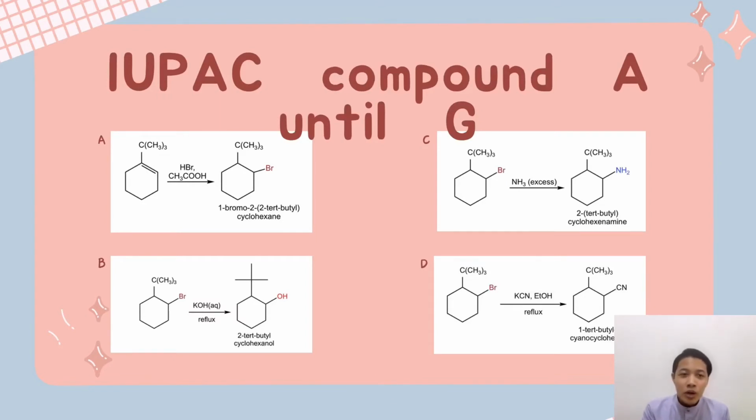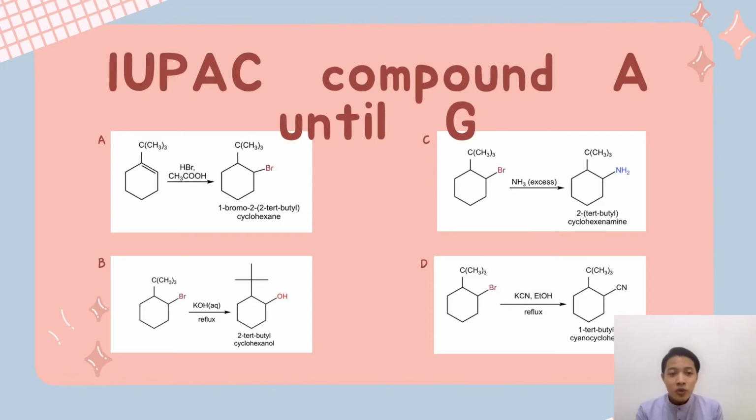For B, 1-bromo-2-butylcyclohexane reacts with aqueous potassium hydroxide at reflux to form compound B. The hydroxide ion will replace bromine. So the structure will be like this, as shown. How to name it? OH will be the parent, so the name is 2-butylcyclohexanol.